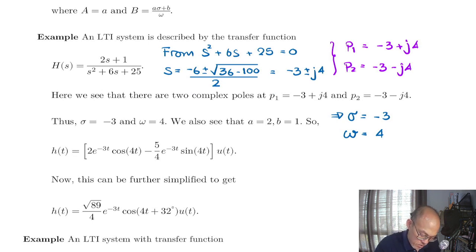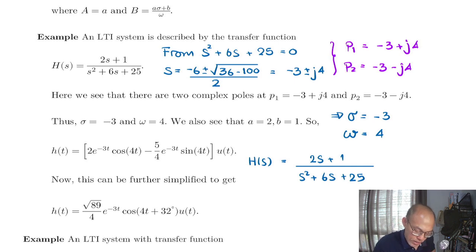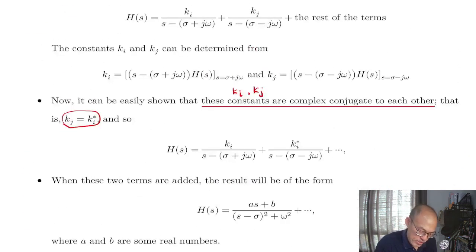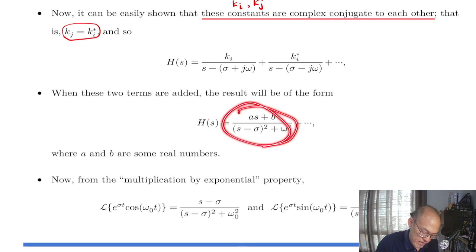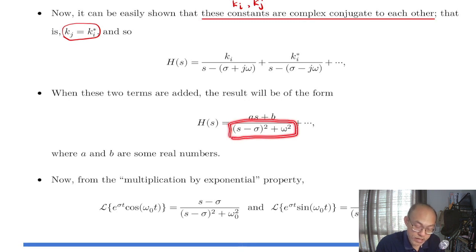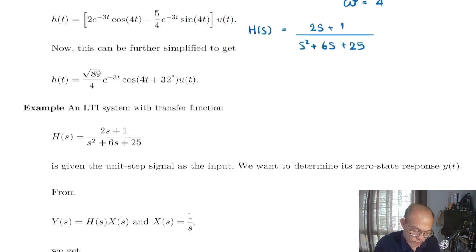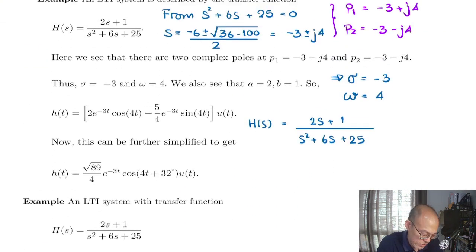That H(s) equal to 2s plus 1 divided by s squared plus 6s plus 25. I want to rearrange this. I know that I have to rearrange it. I have to write it into this form, right? The denominator is in a perfect square, so I have to write down the denominator in the perfect square.